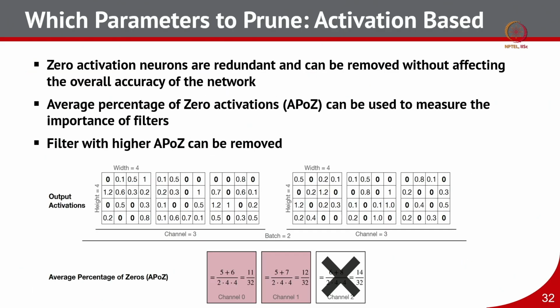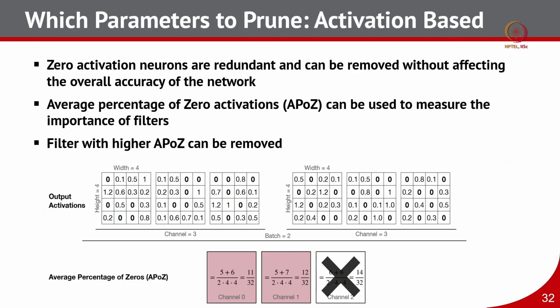That is one technique. Then there is a technique which implements activation based pruning. The zero activation neurons are redundant and can be removed without affecting the overall accuracy of the network. So let us say we observe that for many inputs, some activations produced by some particular weights are always 0. That means we actually do not need those weights, even if the weight values are high. Maybe for some reason the input activation to the weights is always near 0, so the output is also near 0, right.